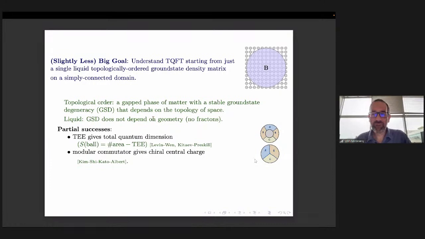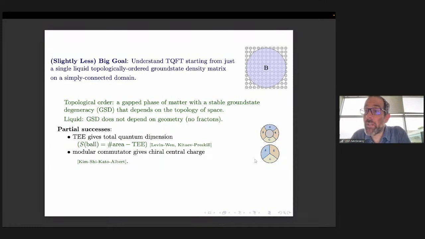Okay, so there actually are some successes in this direction. In particular, there's this quantity called topological entanglement entropy, which was introduced about 15 years ago, and which you can extract just from the subleading term of the entanglement entropy of a ball. The von Neumann entropy of our state has a leading term which goes like the area of the region, which is not universal. It depends on details at the cutoff, but there's a subleading term, which is independent of the size of the region, which extracts the total quantum dimension.